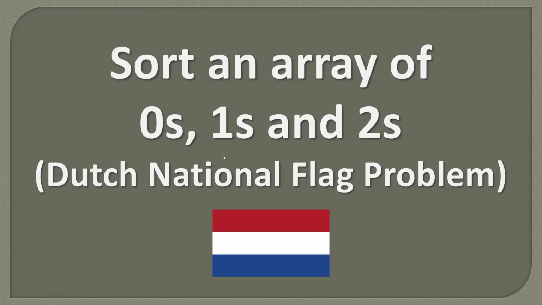So this problem is also known as Dutch national flag problem because each number basically corresponds to one of the colors in the flag. For example, 0 is given as red, 1 as white and 2 as blue. So when we sort an array having zeros, ones and twos, zeros are at the start, ones are at the middle and twos are at the end. Therefore this problem is also known as Dutch national flag problem.